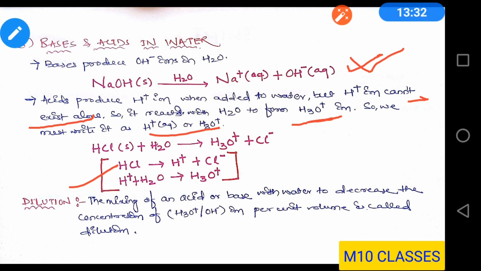You might have heard about concentrated acids and concentrated bases. That means concentrated shows that the volume of acid and base is higher in comparison to water. Now these concentrated acids and bases are highly corrosive, and that is why for experimental purposes we must make them dilute. Okay, so what is dilution? Mixing of an acid or base with water to decrease the concentration of H3O plus or OH minus ion per unit volume is called dilution.